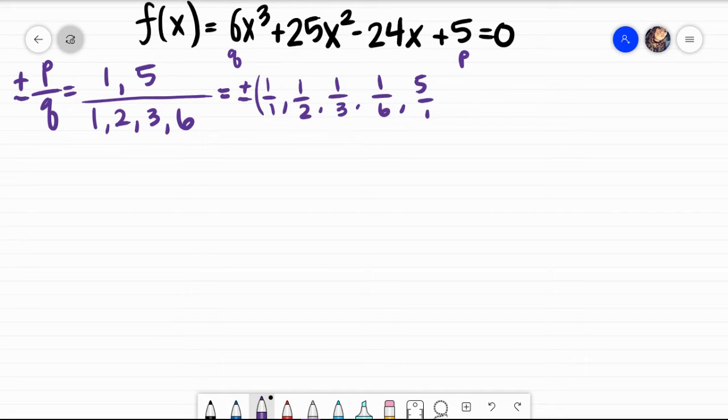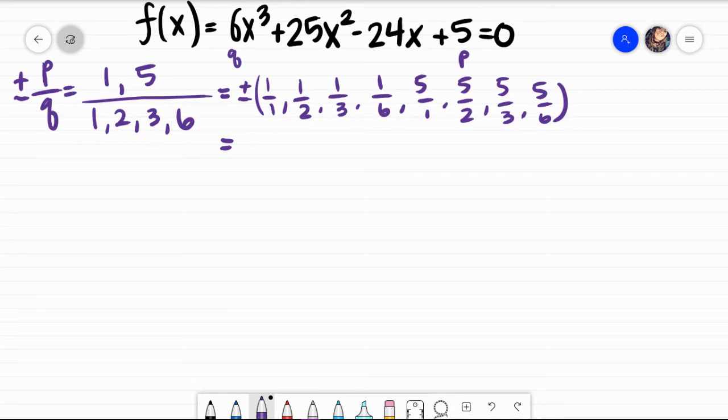I would have a 5 over 1. I would have a 5 over 2. I would have a 5 over 3. And I would have a 5 over 6. Now, to actually solve this one and list them, I do need to take into consideration that there's a positive and a negative value of each of them.